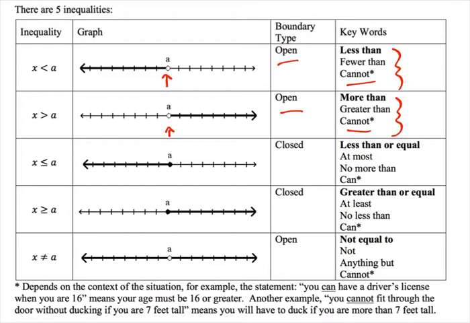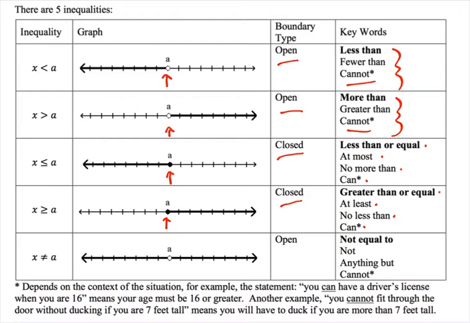The x is less than or equal to a. That is a closed boundary, meaning it includes the boundary. X is greater than or equal to a is also a closed boundary, meaning it includes that boundary point. Keywords here for x is less than or equal to are less than or equal, at most, no more than, and possibly can. For x is greater than or equal to a: greater than or equal, at least, no less than, maybe even the word can.